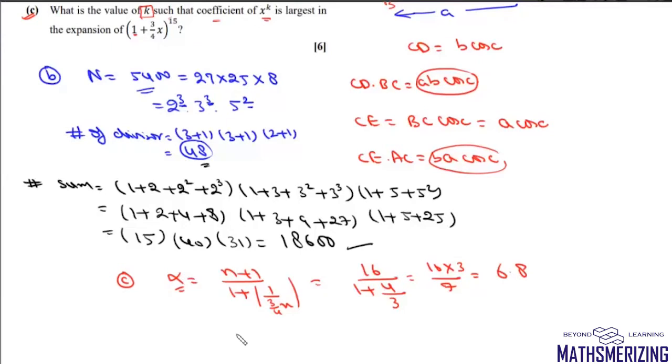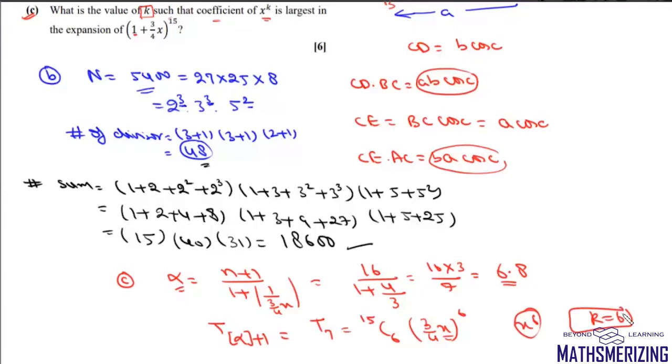Now this alpha is not an integer. When alpha is not an integer, we know that numerically greatest term is given by t greatest integer function of alpha plus 1. So here it'll be t and then greatest integer function 6.8 is simply 6. So it'll be simply 6 plus 1, that is 7. And what is the 7th term? 7th term will be 15c6 3 by 4 x to the power 6. The coefficient of x to the power 6 will be the largest coefficient. So in this case, value of k should be simply 6.